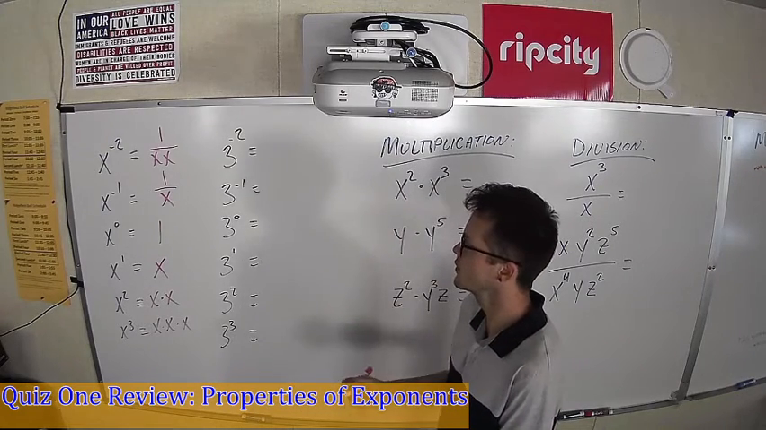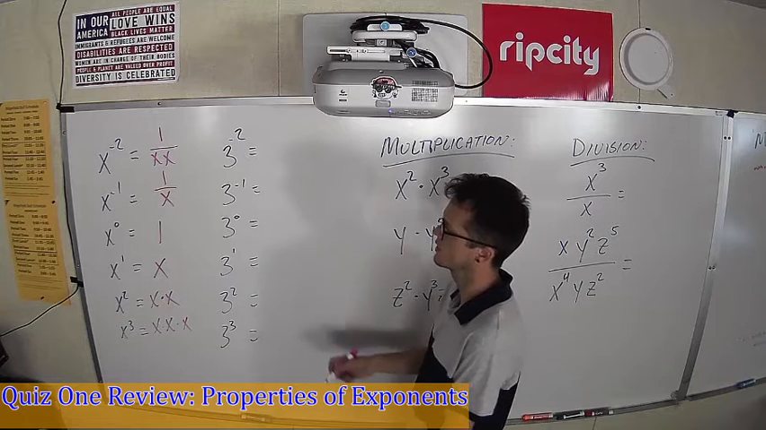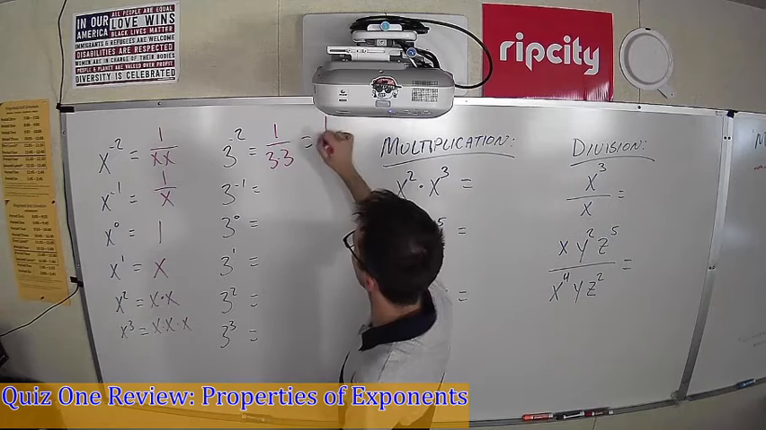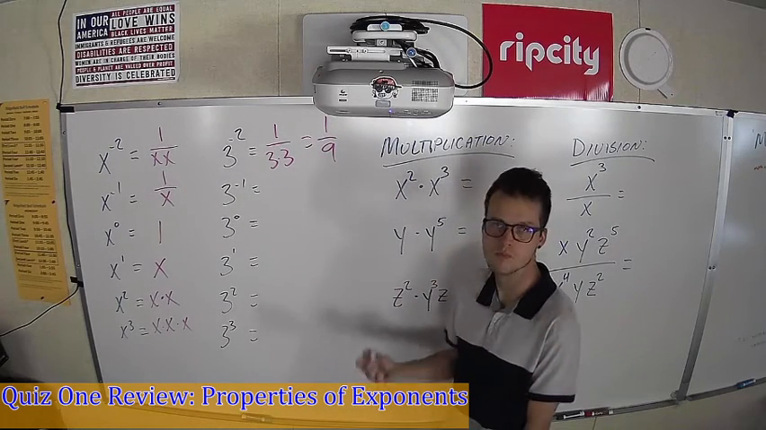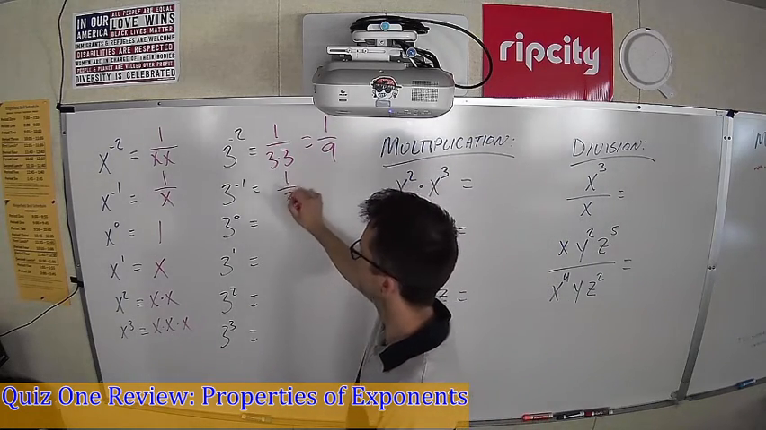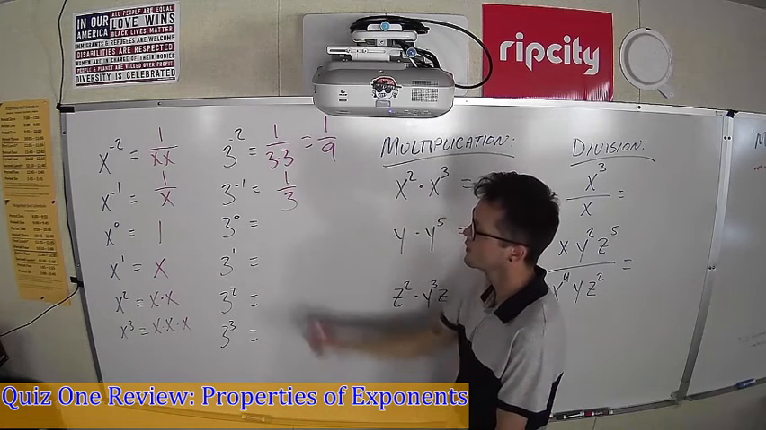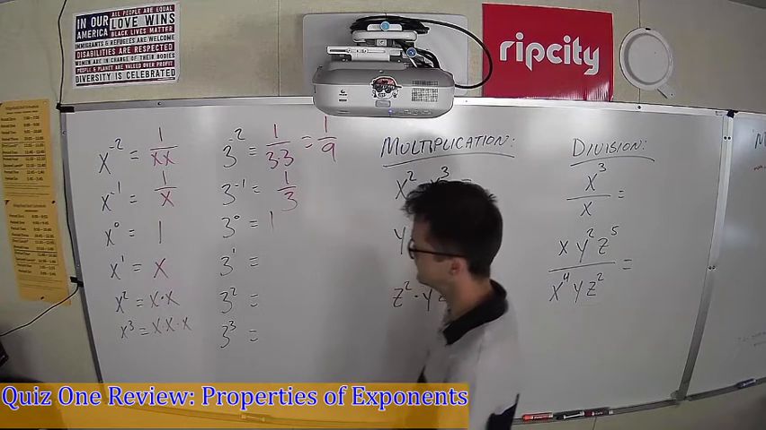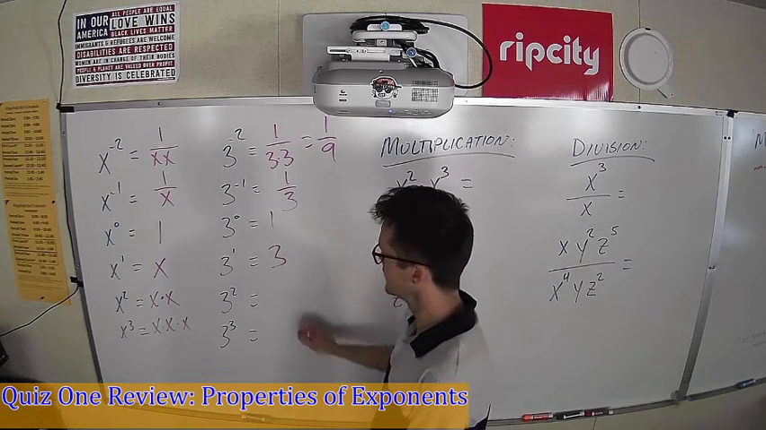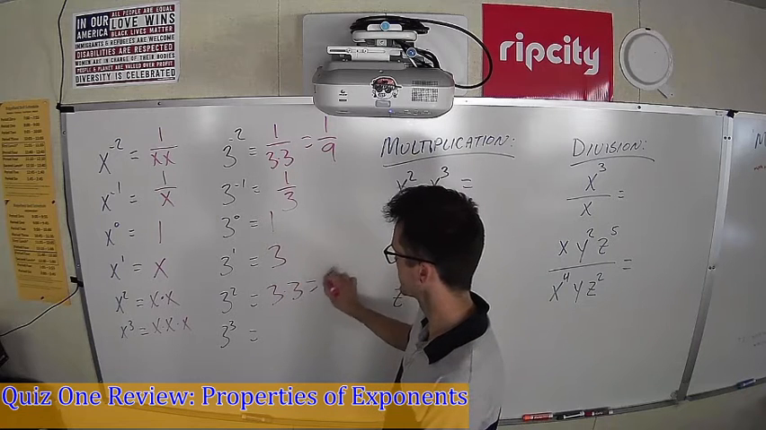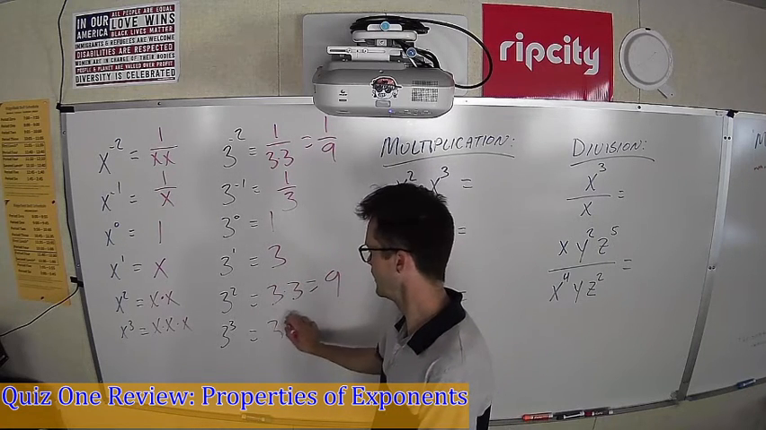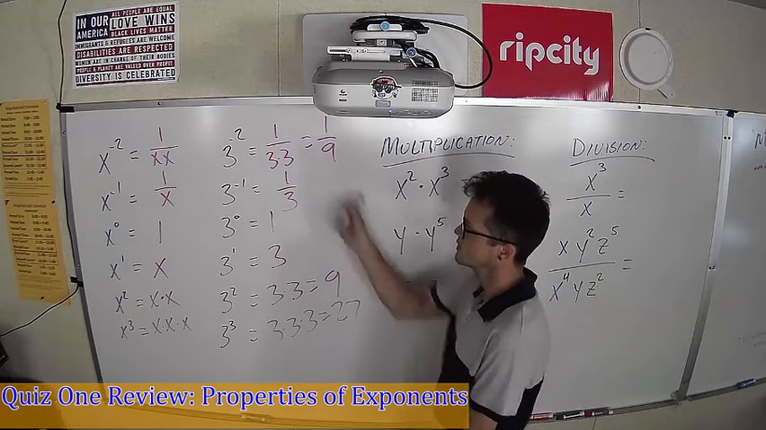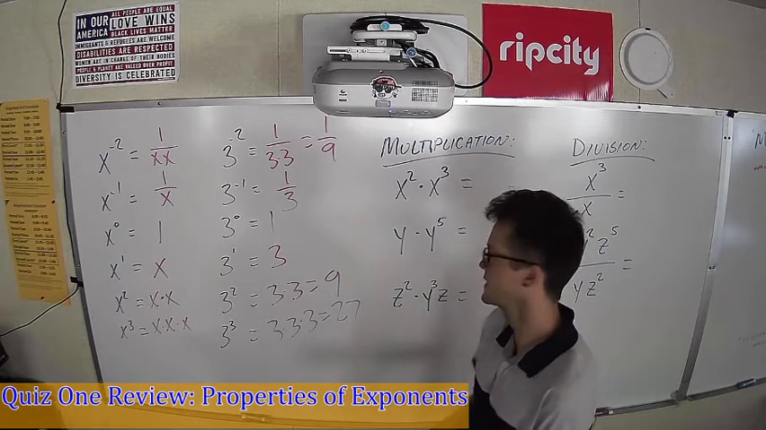Okay, let's get specific with these 3's now. Let's apply what we just talked about. 3 to the negative second power is the same as 1 over 3 times 3, or 1 over 9. 3 to the negative first power is just 1 over 3. 3 to the 0th power, well, anything to the 0th power is 1, so this one is also 1. 3 to the first power is 3. 3 to the second power is 3 times 3, which is 9. And 3 to the third power is 3 times 3 times 3, which is 27. So this is a basic overview of exponents.